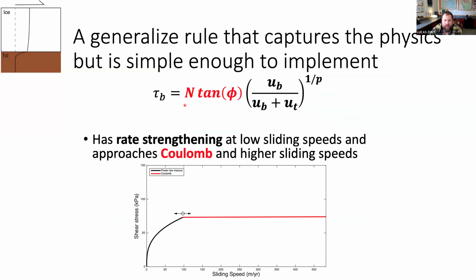Okay, so a way to simply express this is with something called a regularized Coulomb expression, which is what's up here. The basal drag is related to the effective stress. So this is the weight, or the overburden stress, of the glacier minus the water pressure. Tan phi is simply the friction angle of the sediment. U sub b is the sliding speed, and this is that transition speed. And 1 over p is an experimental factor that deals with the rollover. So something like this gives rise to this rate-strengthening component, but also is partially limited by this Coulomb strength of the till right here. Hence the name regularized Coulomb.